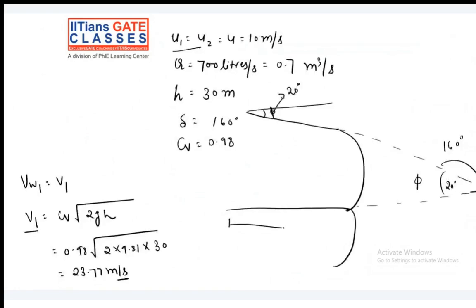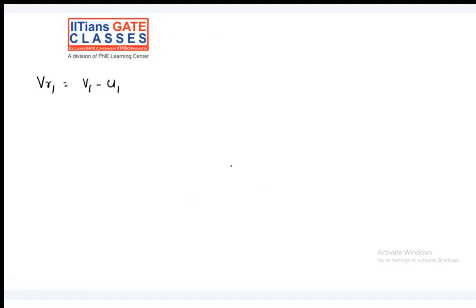This we know that this is V1, this is U1, and this is VR1. So V1 value we have found out is 23.77 and this U1 value is 10 meter per second, which is given to us. So VR1 is the difference of these two. This is 13.77.